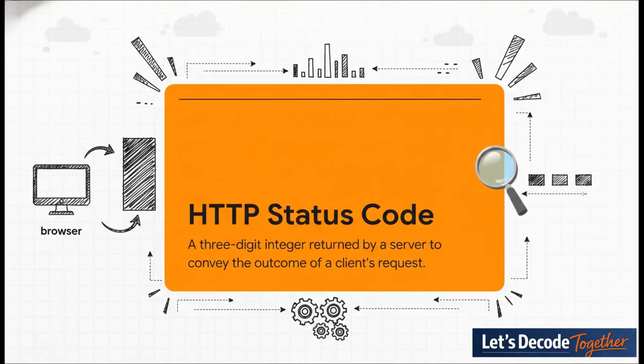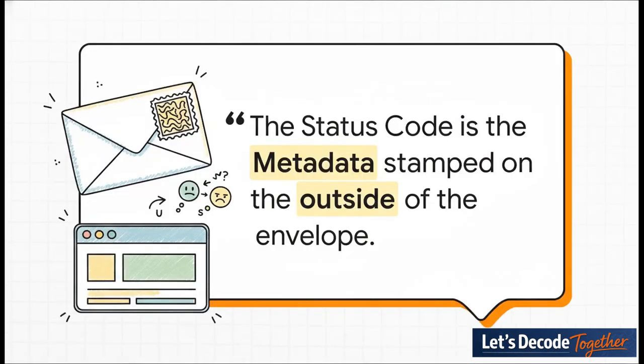Okay, so here is the official technical definition. An HTTP status code is just a 3-digit integer that a server sends back to your browser to tell you what happened with your request. But that definition is pretty dry, right? It doesn't really tell you the story. So, let's go back to our envelope.